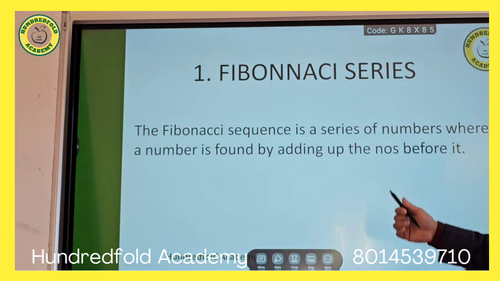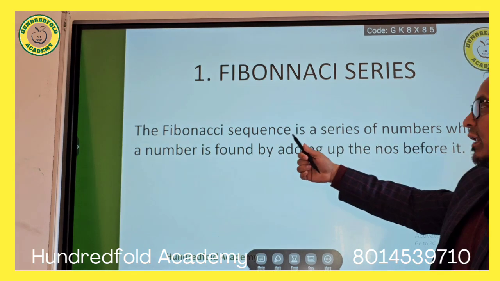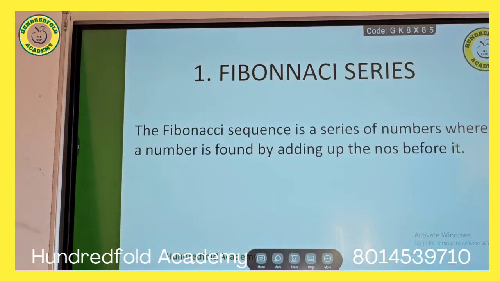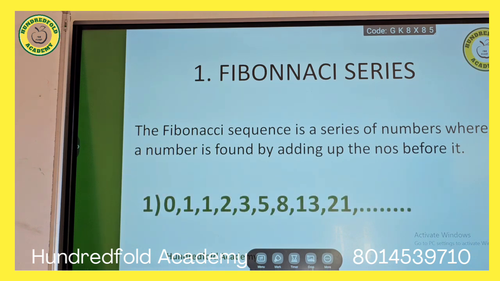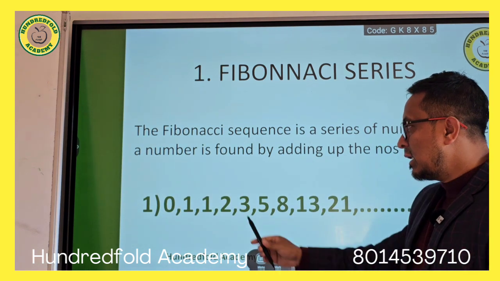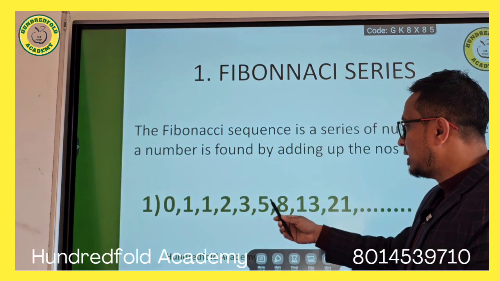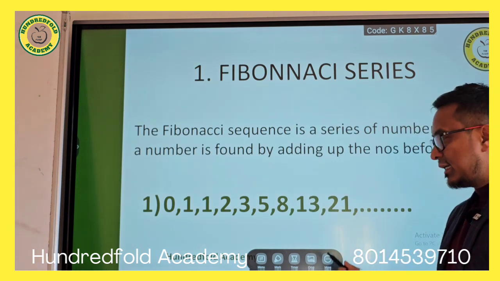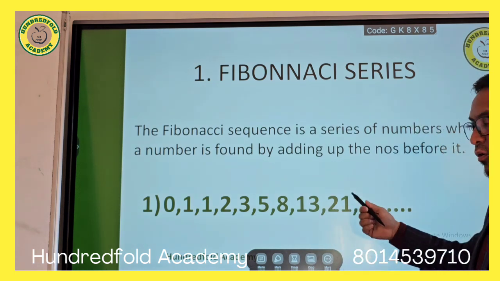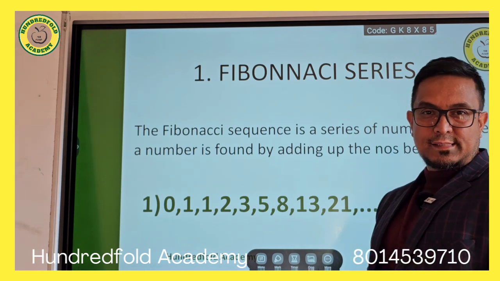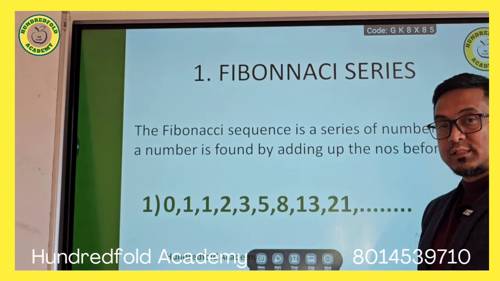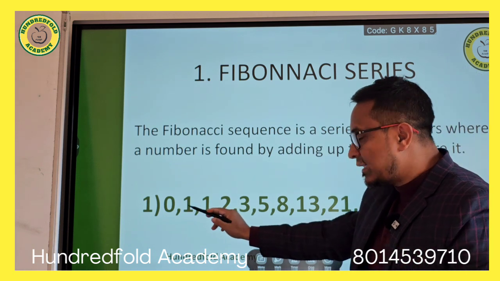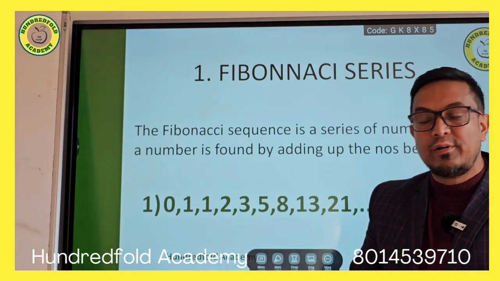So this sequence is a series of numbers where a number is found by adding up the number before it. Let me take a question for you. This comes in your exams. 0, 1, 1, 2, 3, 5, 8, 13, and 21. So you will have to find out what is the next number. Now when you talk about what is the next number, we will apply the Fibonacci series. So as I said, you just need to add the previous number.